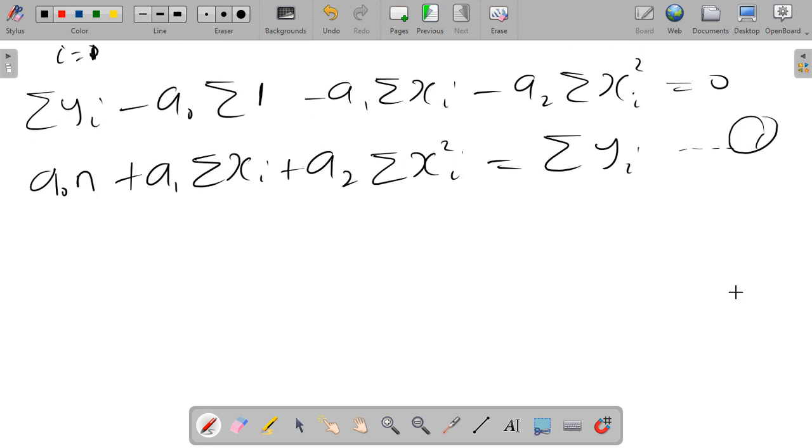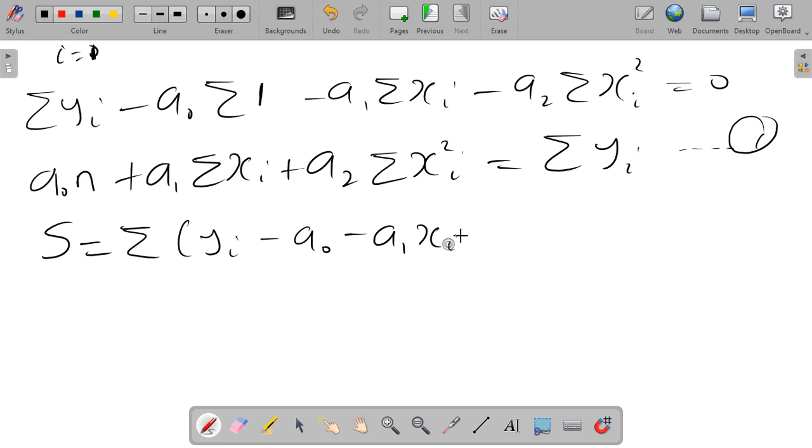So I repeat my s so that I will know what I'm doing. My s is equal to the summation of yi minus a naught minus a1xi minus a2x squared i. Okay, we have this as our s. So we are now dealing with partial s over partial a1. That's the next one now.